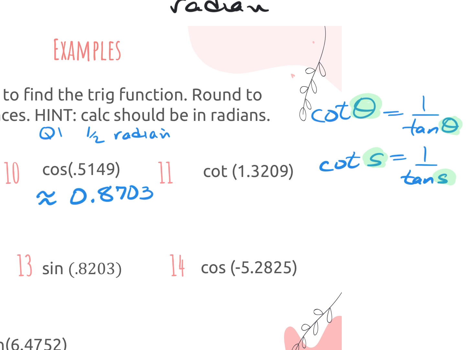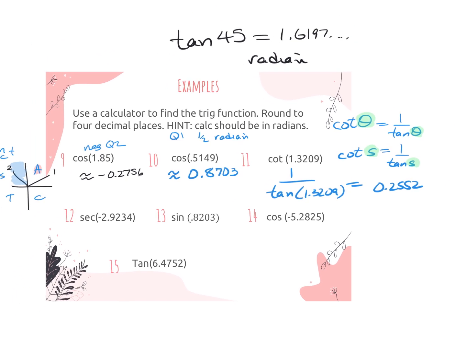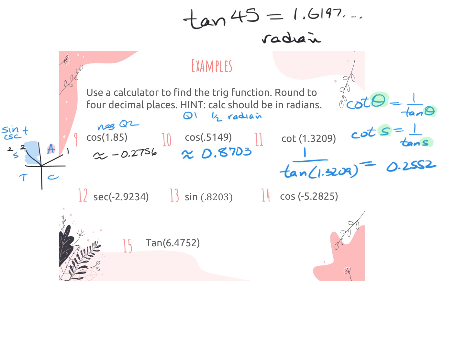So in order to find the cotangent of 1.3209 radians, you're going to do 1 divided by tangent 1.3209, hit enter, 0.2552. When they give you the angle measure, and if the angle measure is negative, you are entering it in as negative. The only time you don't enter the answer as negative is when you're looking for the angle measure. These are angle measures, so you're entering them as they're given.